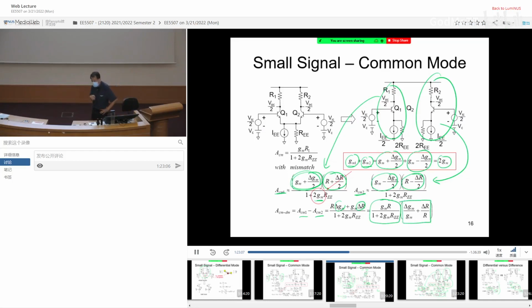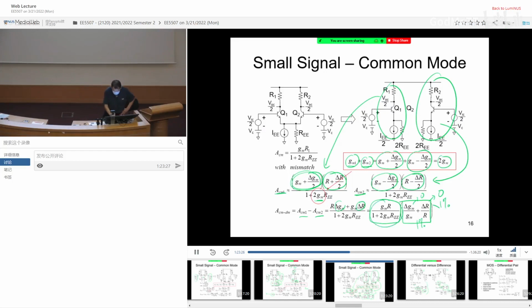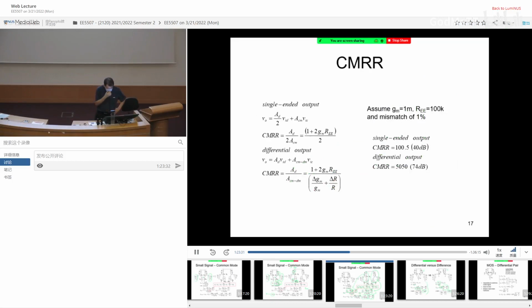the common mode to differential mode gain actually depends on the mismatch. If there is no mismatch, let's say delta GM becomes 0, delta R becomes 0, you get 0. But let's say you can only get 1%. It doesn't mean 40 dB, because this is still very small. Okay, so you go through the calculation here. So you can see, if you are talking about single-ended output, so in terms of the differential signal, your gain is half. In terms of the common mode signal, you get this guy.